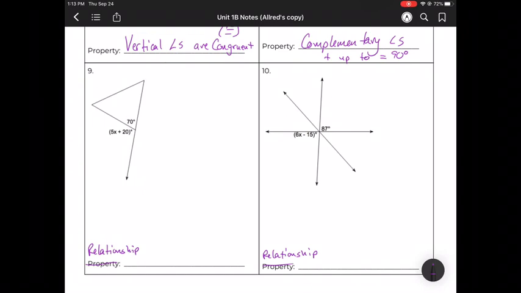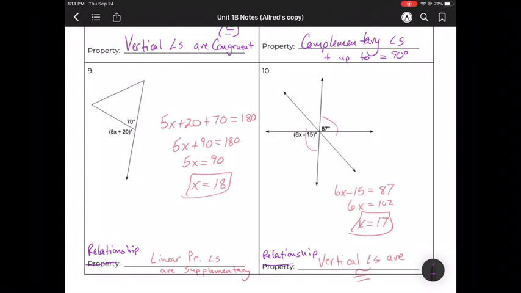Okay, we should get these answers for 9 and 10. If you need more time, pause. Okay. On number 9, these are a linear pair of angles. Linear pair angles are supplementary, so our equation is one angle plus the other equals 180, and you solve and you get x equals 18.